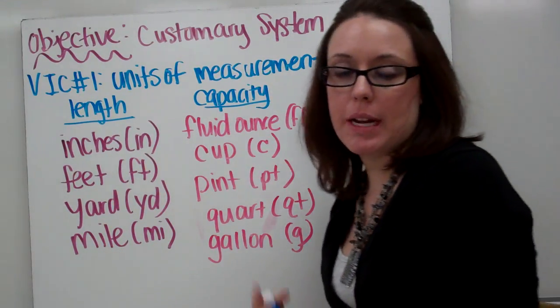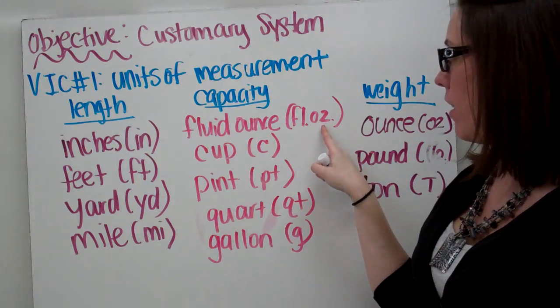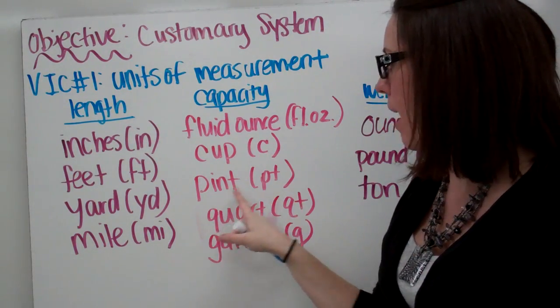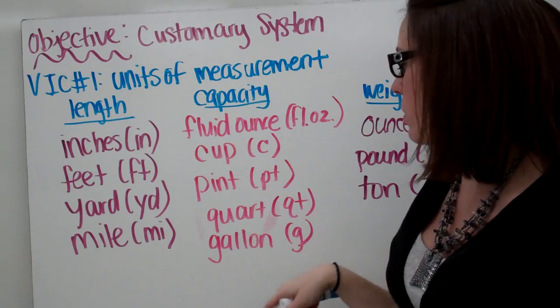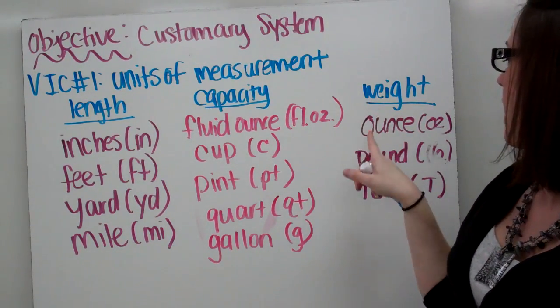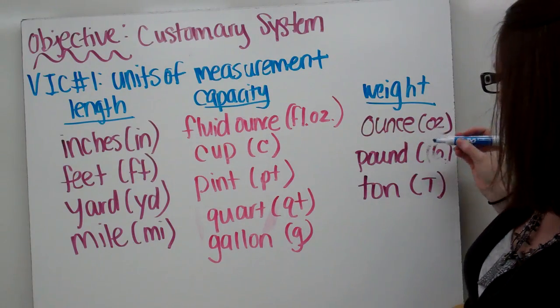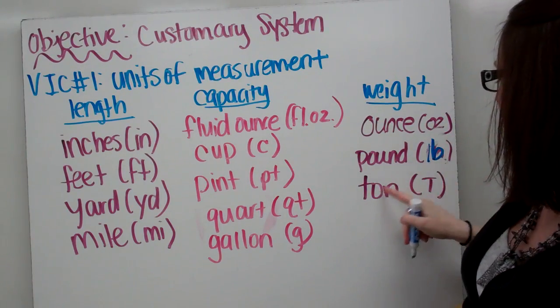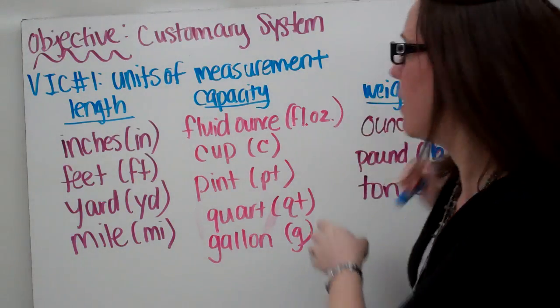Capacity units of measurement: fluid ounces (FL OZ), cups (C), pint (PT), quart (QT), and gallon (G). And the customary units of weight: ounce (OZ), pound (LB), and ton, which is a capital T.